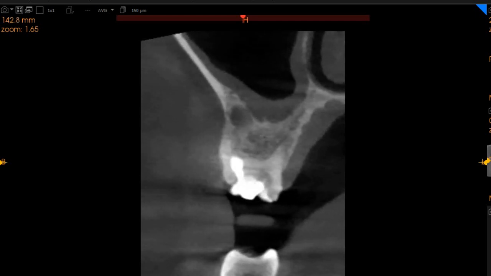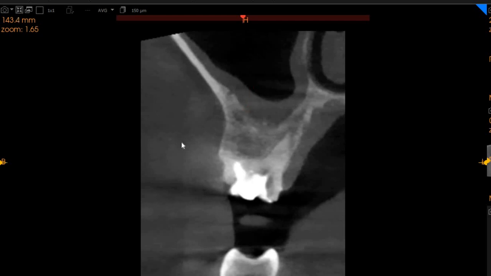Because of the widespread roots of this tooth, we have approximately 13 millimeters of ridge width with 7 millimeters of height here, but we also have a cortical plate perforation at this point, communicating with the sinus. So after the extraction, we would highly recommend that this area be grafted.